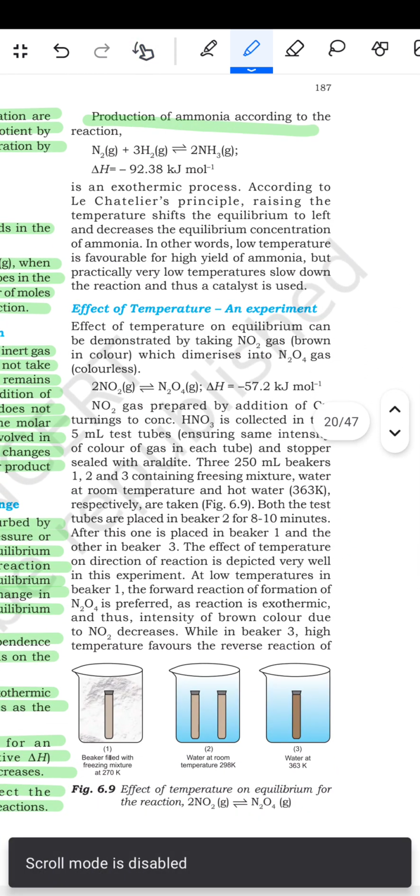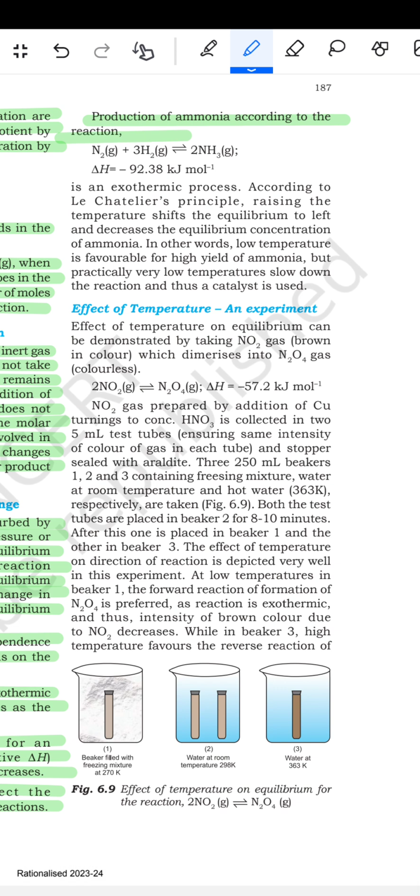Production of ammonia according to the reaction N2 + 3H2 ⇌ 2NH3 is an exothermic process. According to Le Chatelier's principle, raising the temperature shifts the equilibrium to the left and decreases the equilibrium concentration of ammonia. In other words, low temperature is favorable for a high yield of ammonia, but practically very low temperature slows down the reaction and thus a catalyst is used.